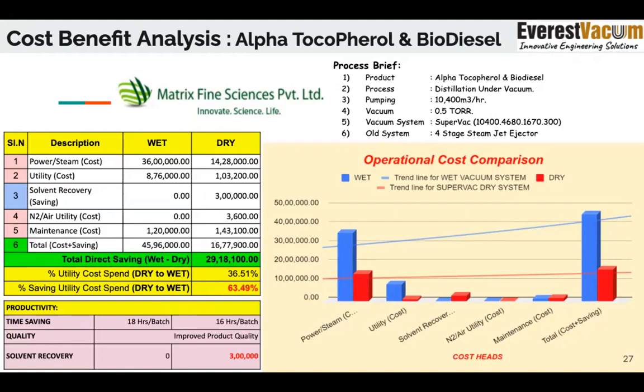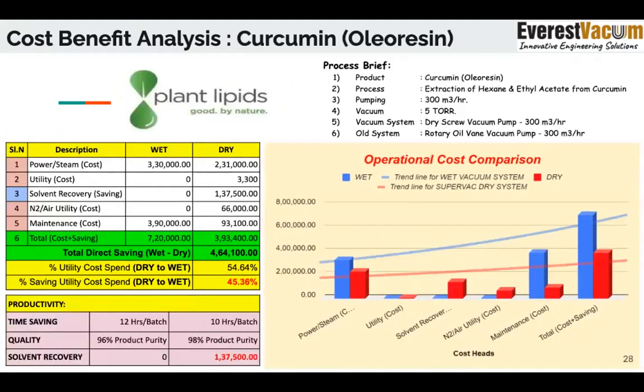Next example that I am going to be covering is going to be something interesting. This is from Plant Lipids. Now this is curcumin. Curcumin is basically a specialized oil which is used as an antibiotic oil. It is being manufactured by Plant Lipids.